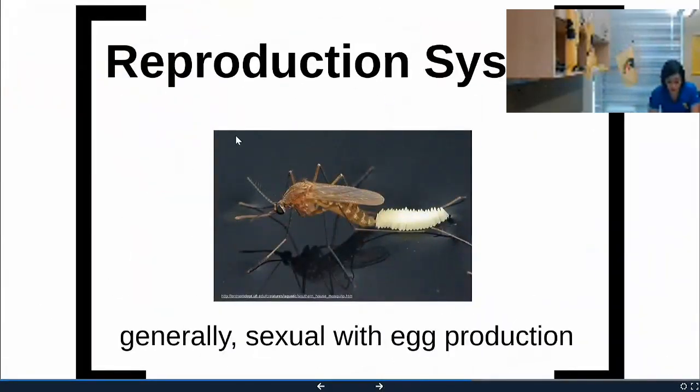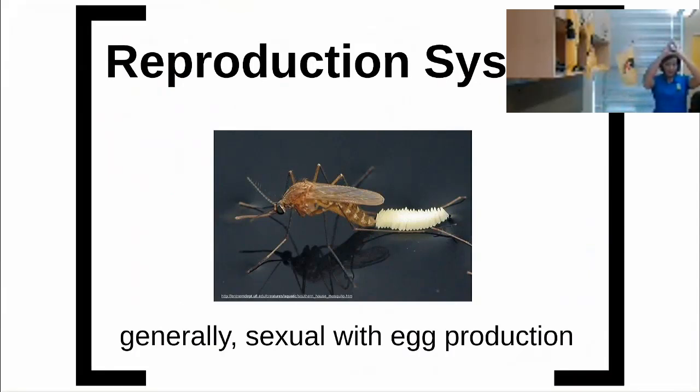Reproduction system, generally sexual. So we need a male and a female to copulate, mate, to produce eggs. We know that some insect growth regulators can act on the female pregnant with eggs and make them not viable, so they can impact egg production, certain insect growth regulators.